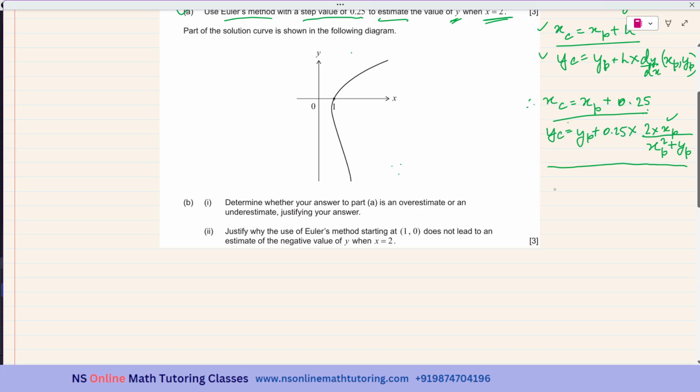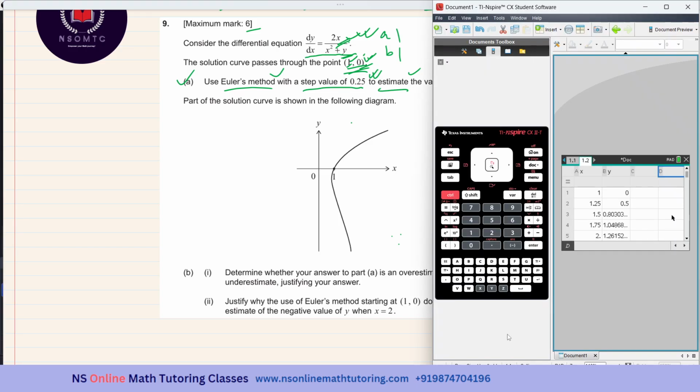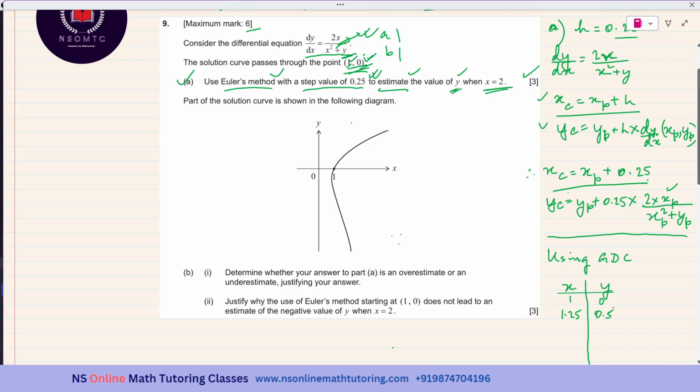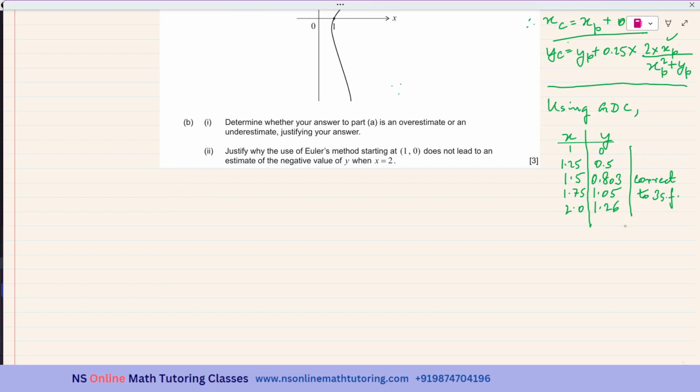construct a table using GDC. X and Y. The starting values of X and Y will be 1 and 0. The next value is 1.25 for X, and the Y value is 0.5. I'll be writing all the other values also. So I have written all these values, and now I'm writing the final answer.